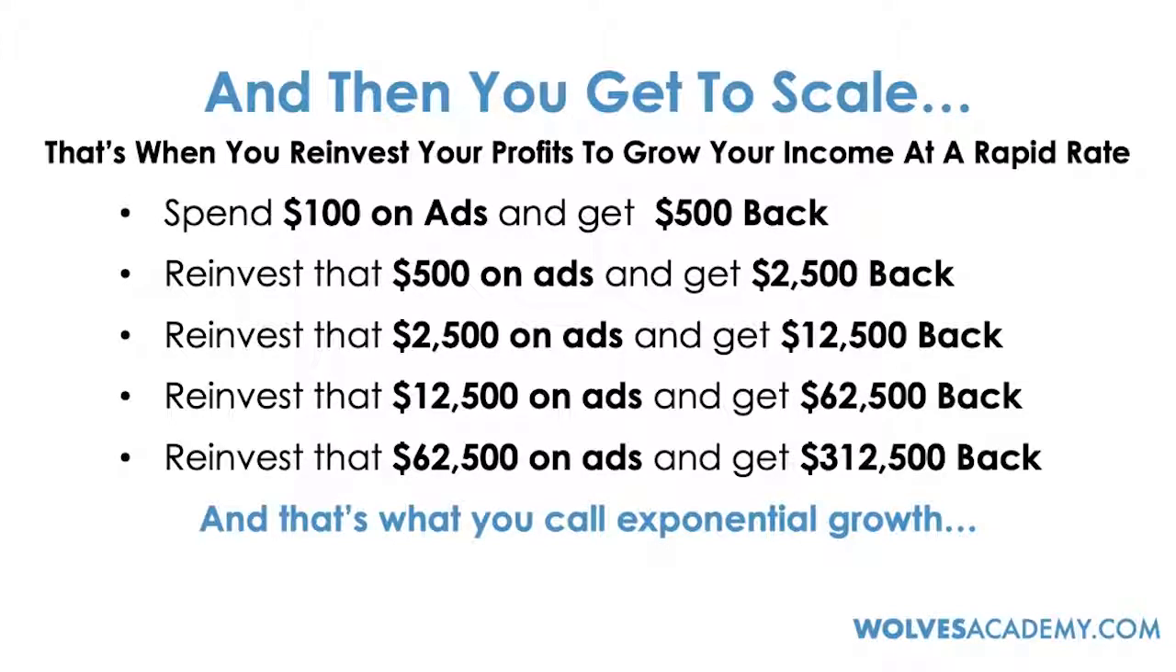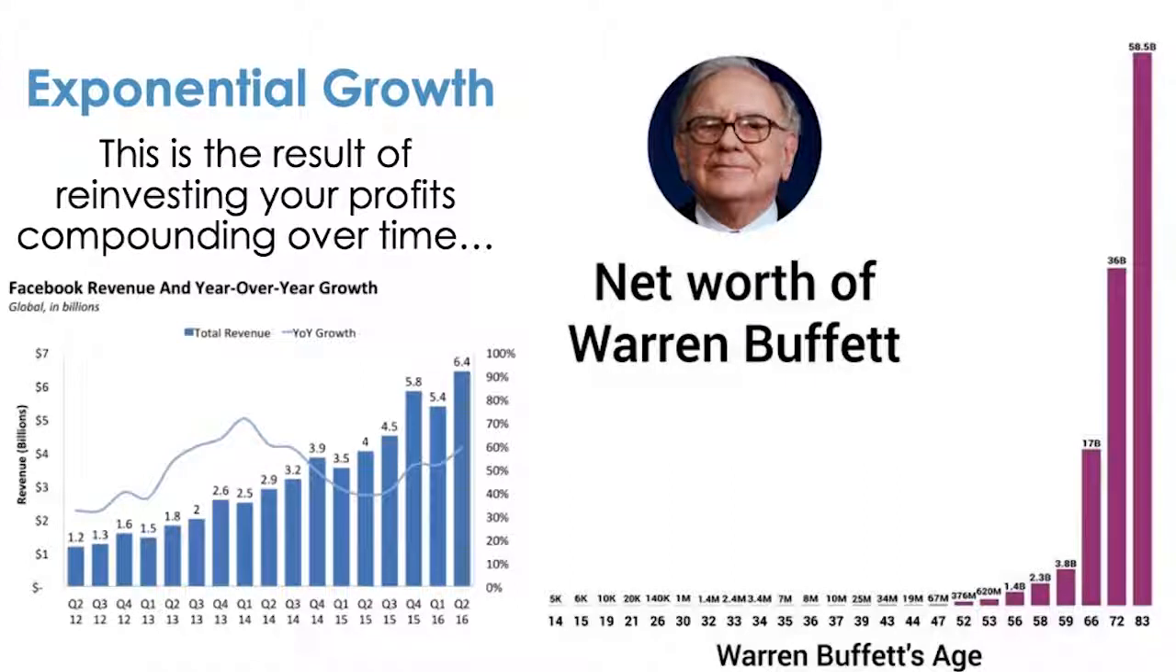So reinvest that $500 on ads and get $2,500 back. Reinvest that $2,500 on ads, get $12,000 back. Reinvest that $12,000 on ads, you get $62,000 back. Reinvest that $62,000 on ads and get $312,000 back. Guys, that is what you call exponential growth. It's the compound effect. It's how you turn a little bit into a lot, right? You're leveraging and reinvesting money that you didn't have before back into the system, back into the machine. So with that being said, guys, exponential growth is the result of reinvesting your profits, compounding over time.